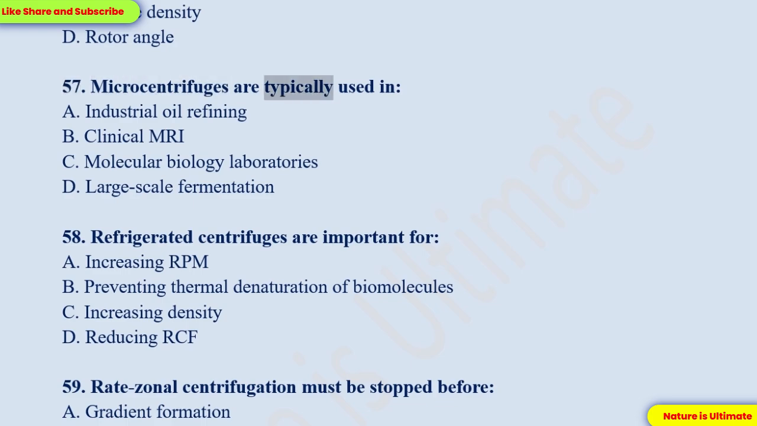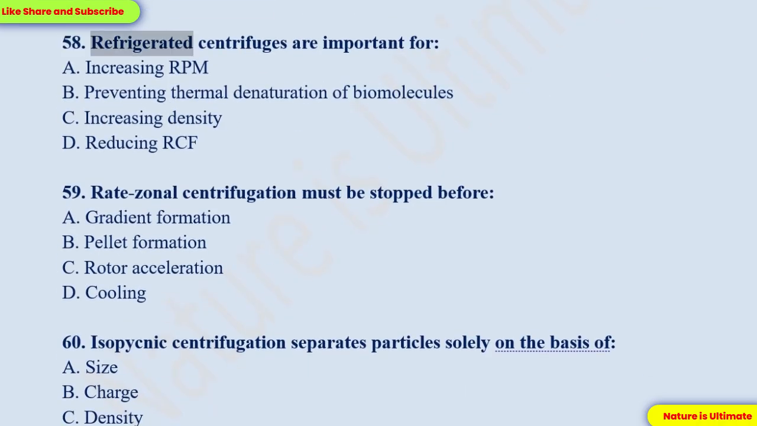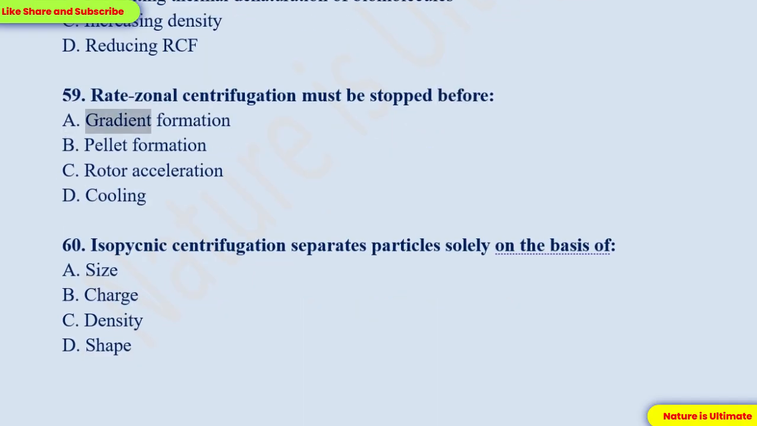57. Microcentrifuges are typically used in: A. Industrial oil refining. B. Clinical MRI. C. Molecular biology laboratories. D. Large-scale fermentation. 58. Refrigerated centrifuges are important for: A. Increasing RPM. B. Preventing thermal denaturation of biomolecules. C. Increasing density. D. Reducing RCF. 59. Rate-zonal centrifugation must be stopped before: A. Gradient formation. B. Pellet formation. C. Rotor acceleration. D. Cooling.